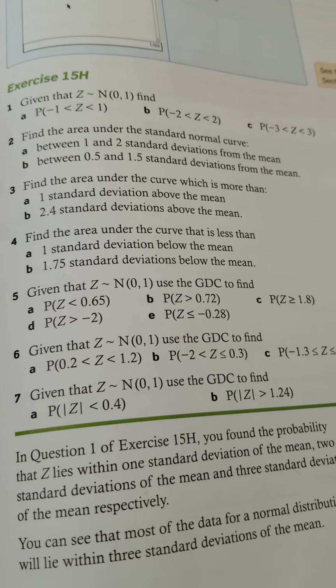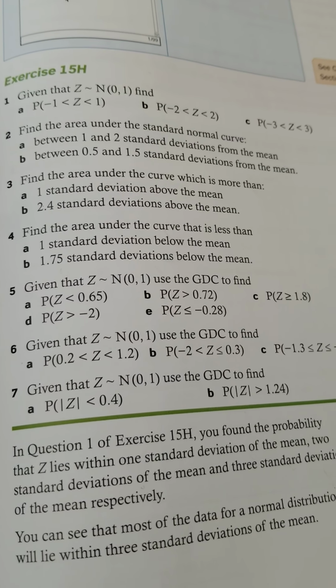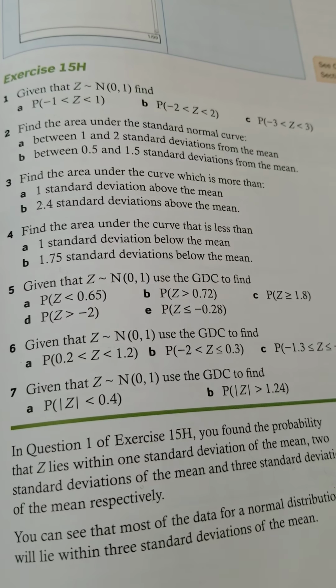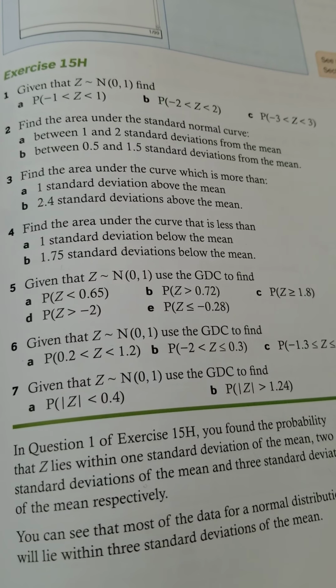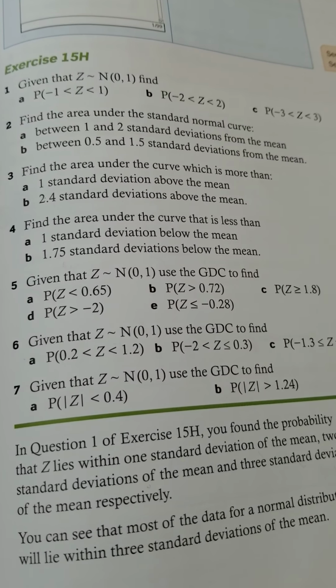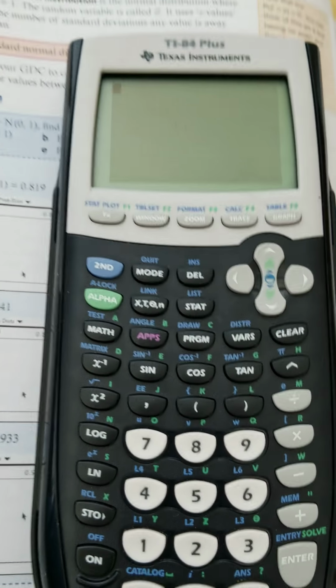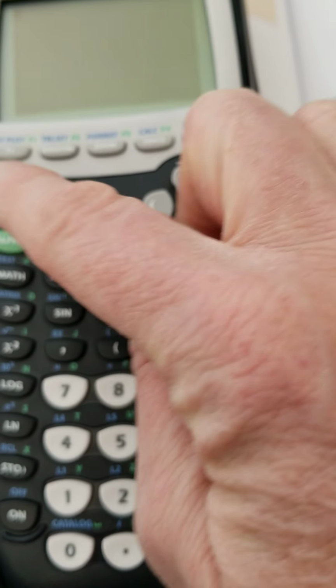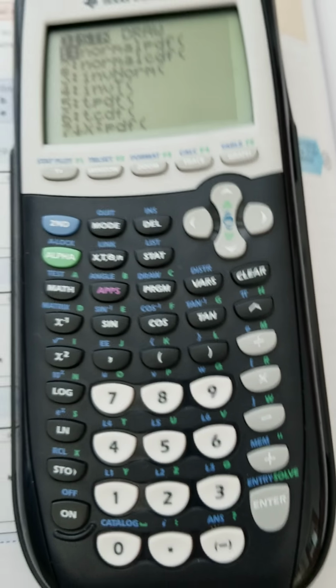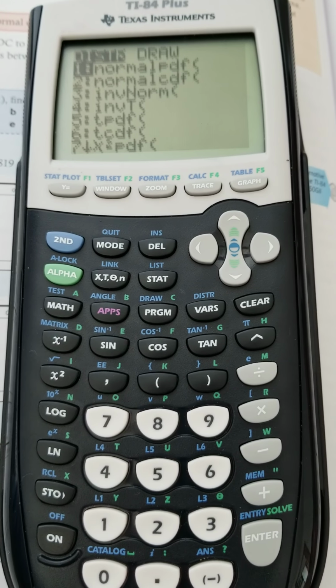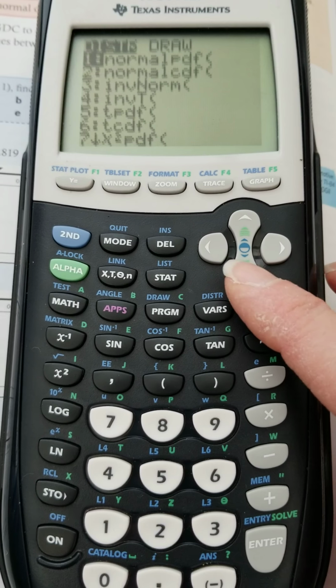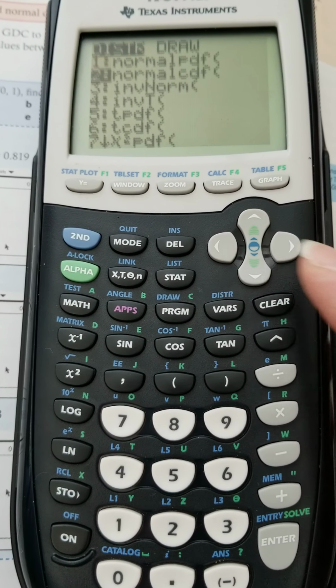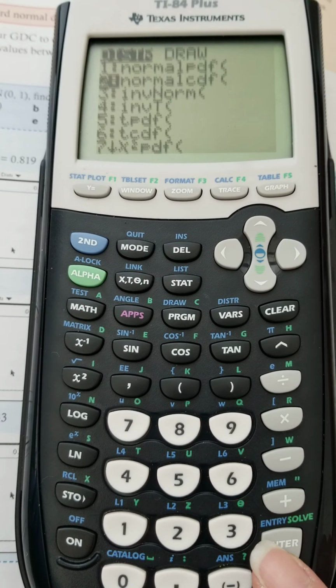Okay, so let's look at question number 2b. I want to find the area under the normal curve between 0.5 and 1.5 standard deviations from the mean. So you're going to come over here. You're going to hit your second key and then vars. So that gives us all our distributions. The first two are normal. We're not going to use normal PDF ever. We're only going to use normal CDF.